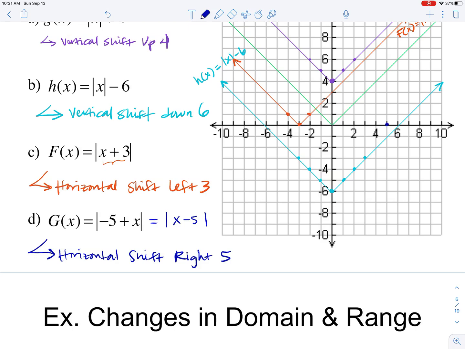So the point that's at the origin ends up at 5, 0. The point that's at negative 1, 1 would end up at 4, 1. The point that was at 1, 1 would end up at 6, 1, and so on.